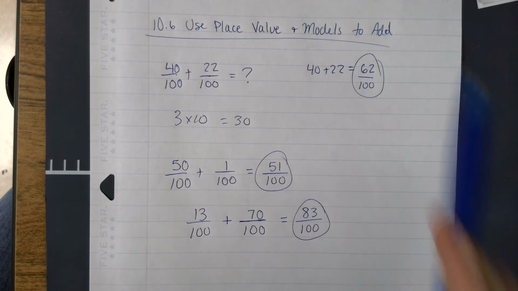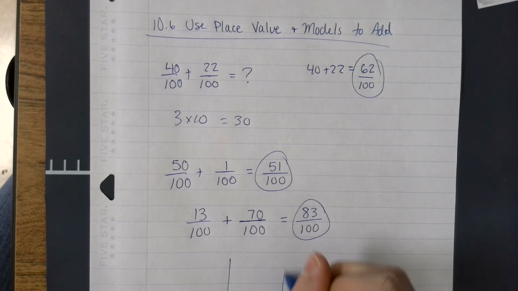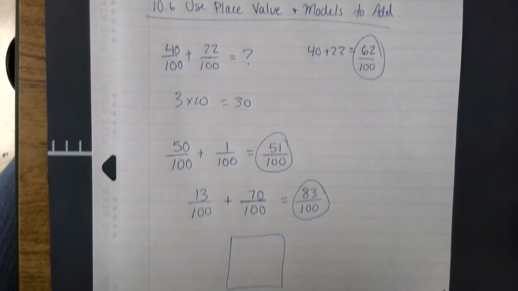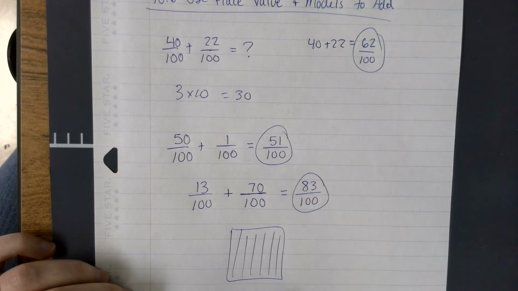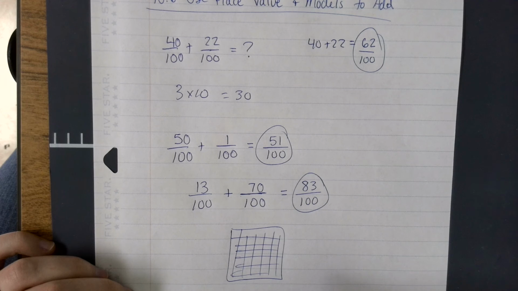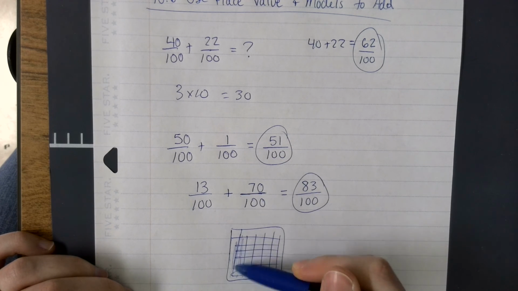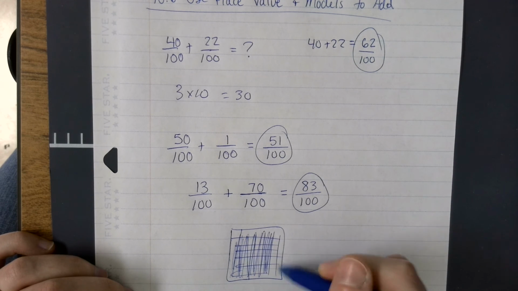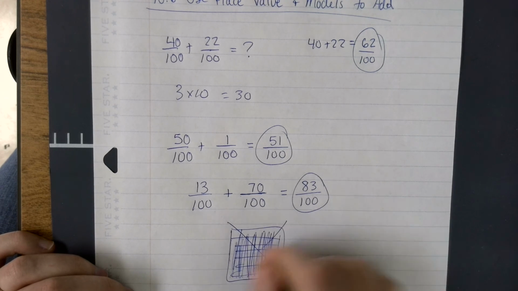Where models come in, and I'm not going to make you do this in your notes because it's a lot, is we're going to have our hundreds box where we have 10 this way, and I'm just going to do this real sloppy, and that's not 10, and 10 this way, and you're going to color in, what is 13 out of 100? So you color in 13, and then what's 70 out of 100 to show that when we're done, we have 83 out of 100. Okay, so do not draw that.